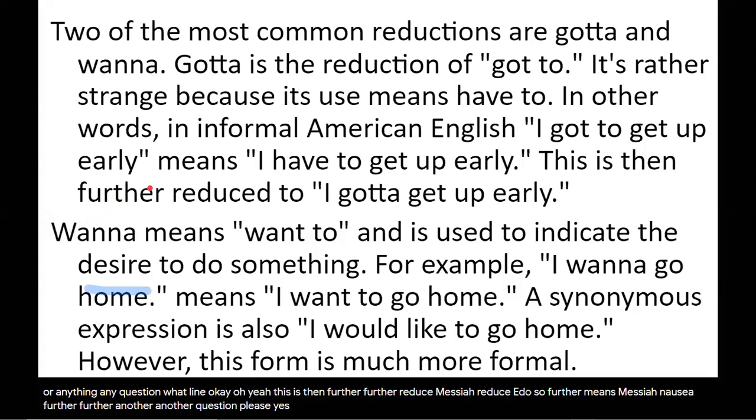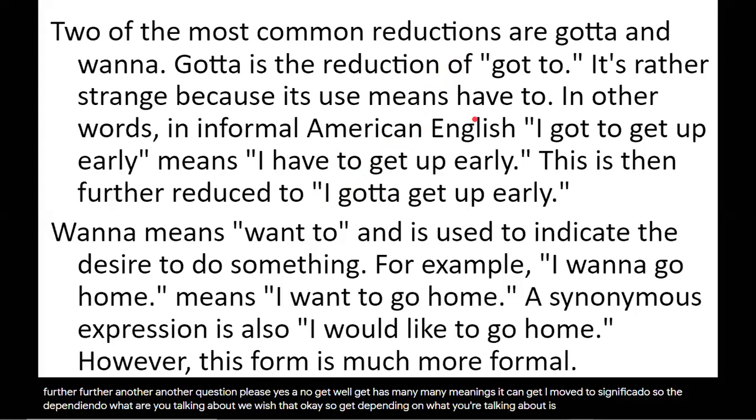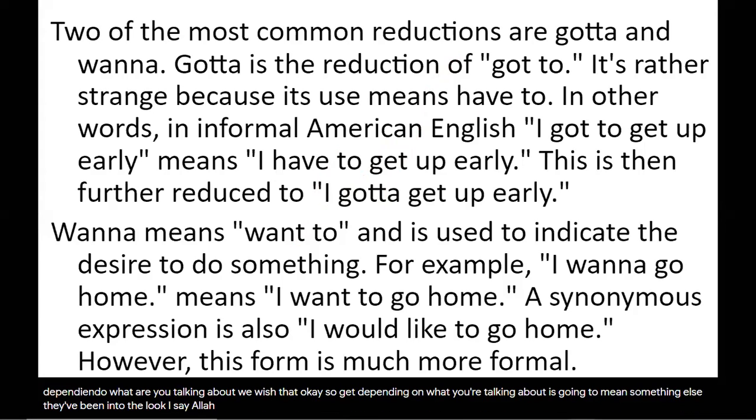Teacher, when you use get, is it like regresar, devolver? No, get has many meanings. Con get hay muchos significados. What are you talking about? Let me check who was that. Okay, so get, depending on what you're talking about, is going to mean something else. Dependiendo de lo que se habla, el get va a tomar otro significado. Tiene muchos significados y se usa para muchas cosas. Okay, thank you. Okay, moving on.